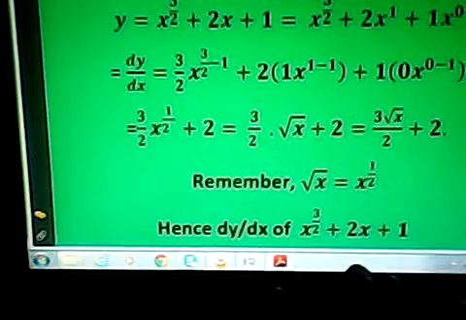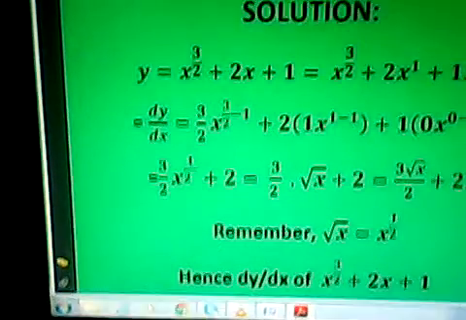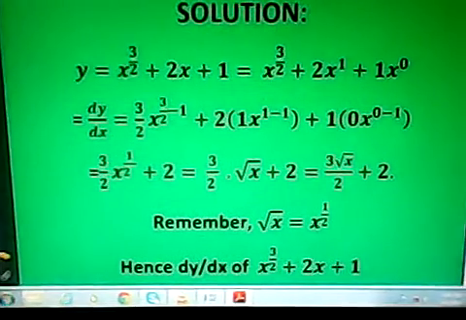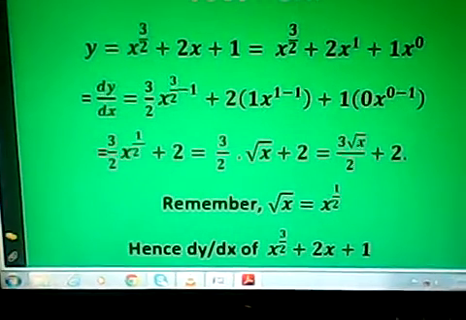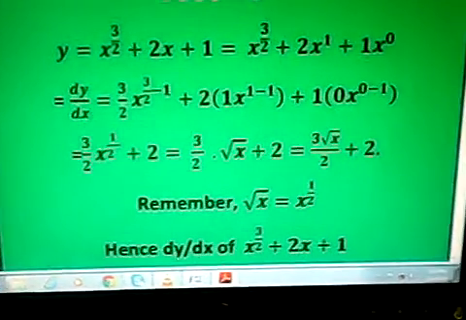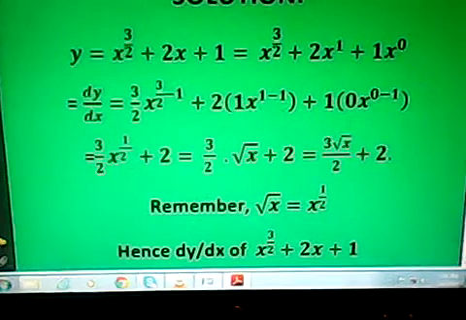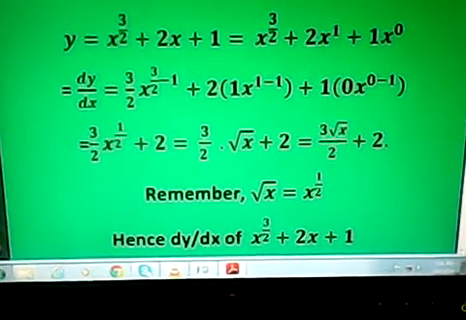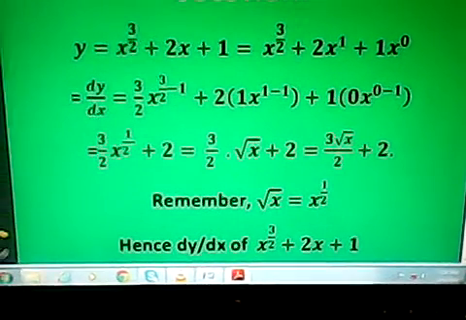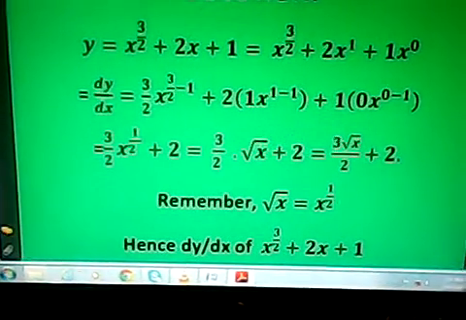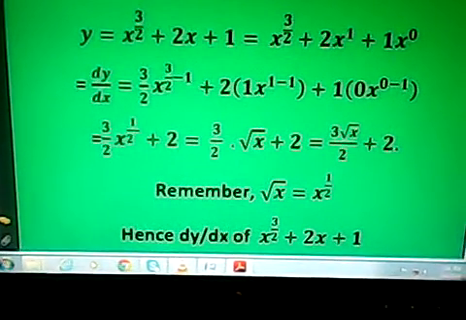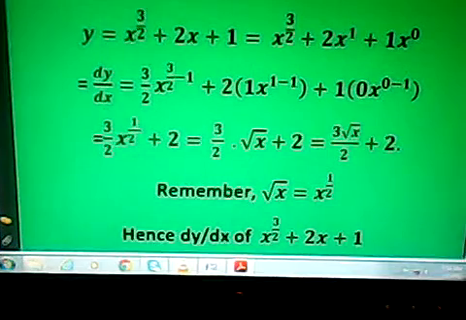Thank you very much. I advise that you work on indices very well, because when you talk of the derivative of power functions, we really need to understand indices. From time to time, we use indices to solve problems that involve differential calculus, particularly the derivative of power functions.